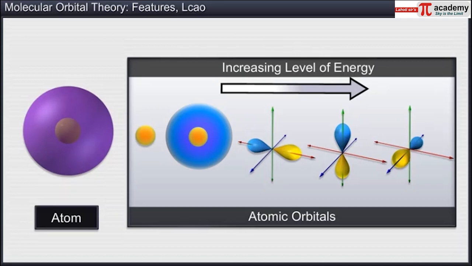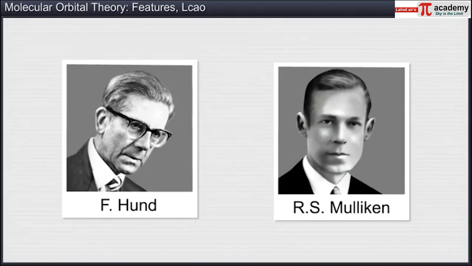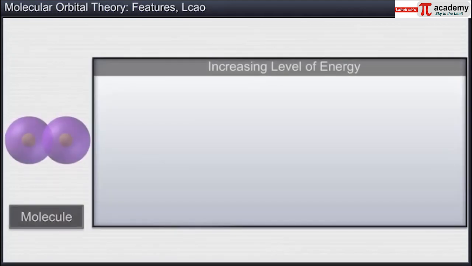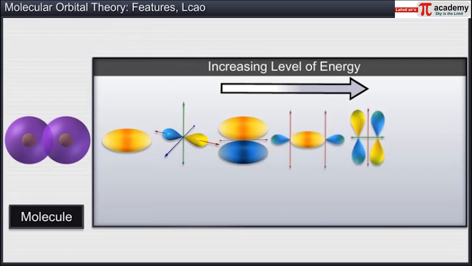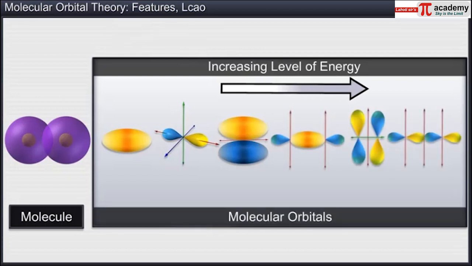This observation led scientists F. Hund and R. S. Mulliken to develop the molecular orbital theory, which postulates that electrons in a molecule similarly exist in different orbitals, giving the probability of their presence around a molecule.